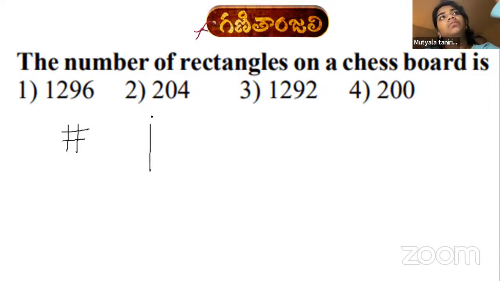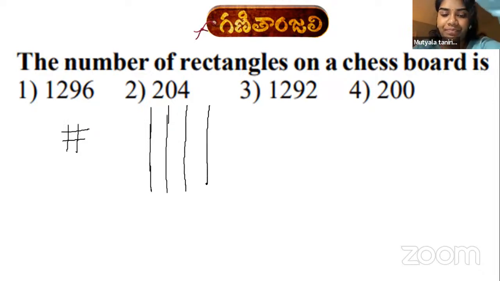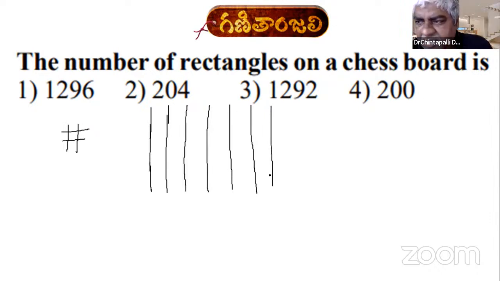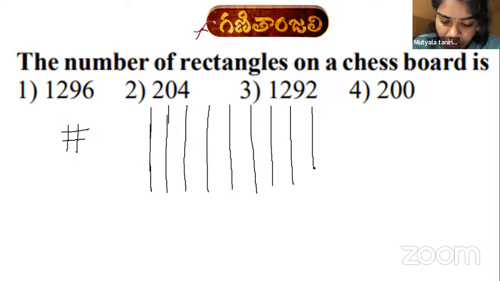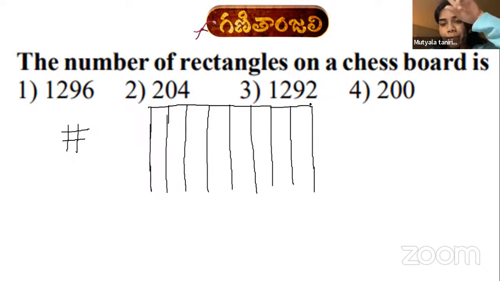Rows and columns, but I don't know how many. I'll open it up. 8 and 8, sir. I took a chessboard picture, sir. Yes, it shows 8. 1, 2, 3, 4, 5, 6, 7, 8. It forms a square, sir, with 8 and 8.